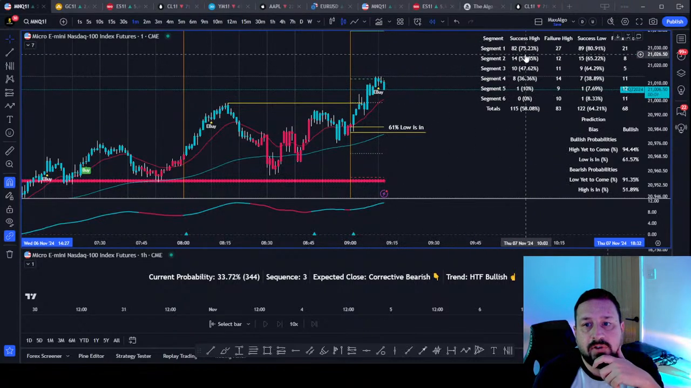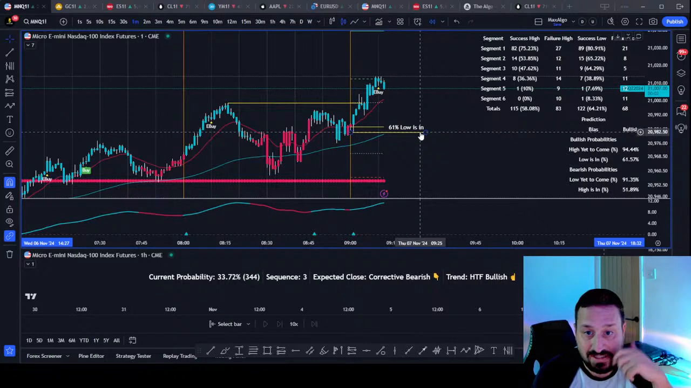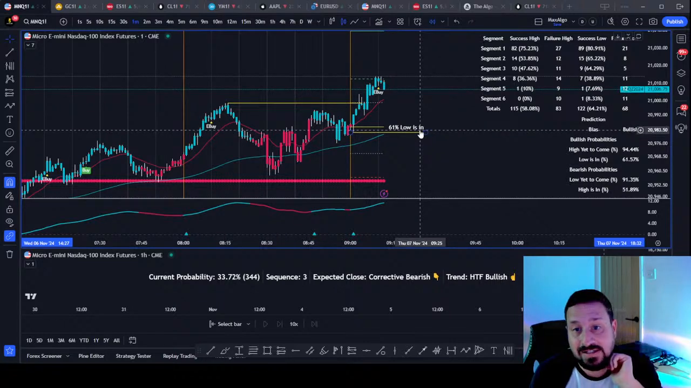Right, so right now we've got a 75% probability of returning to this open. We've got a 61% probability that this is our low.